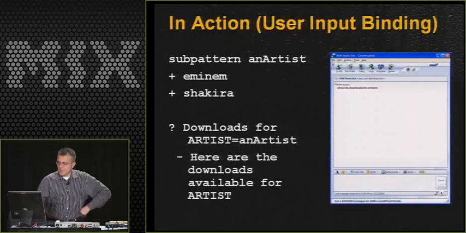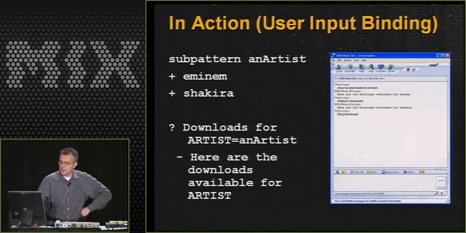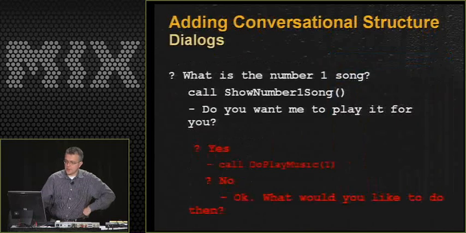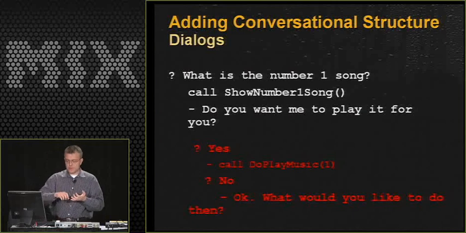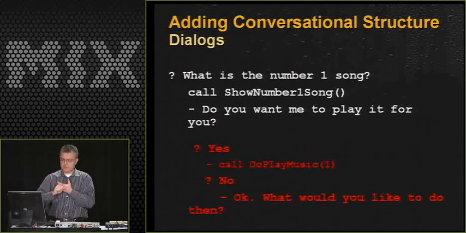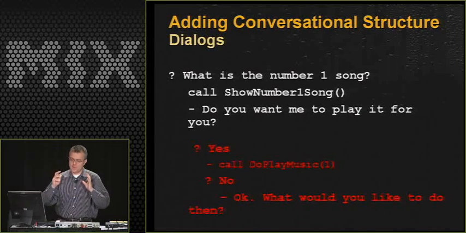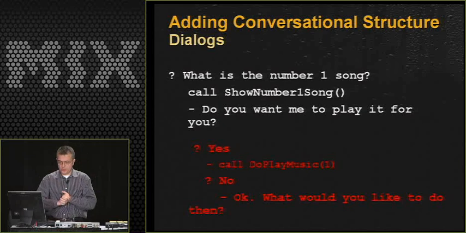So we're going to go quickly to that, which we demoed. So now we're going to look very quickly. So we added some natural language patterns. We basically did some data binding. We bound variables to the user input. Now we're going to look at how we can add very simple conversational structure to the agent.